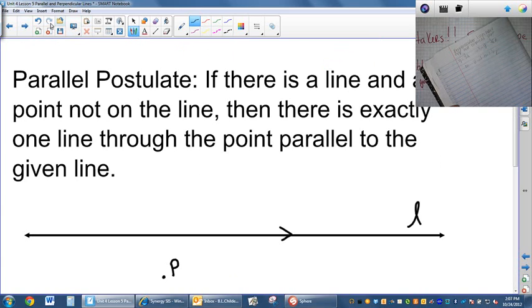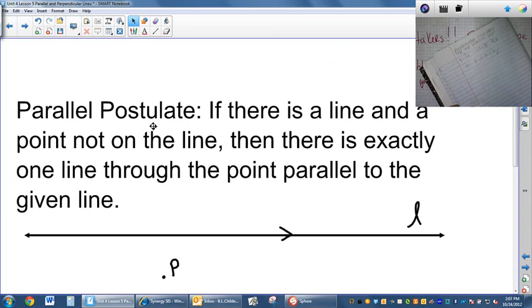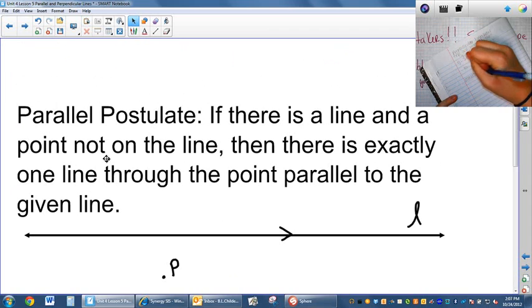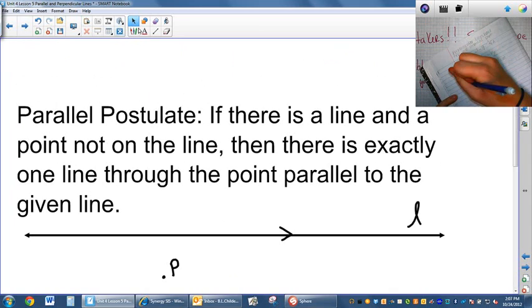All right, these are our last things for today. We have the parallel postulate, and we're also going to have the perpendicular. So the parallel postulate states, if there is a line and a point not on the line, then there is exactly one line through the point parallel to the other.